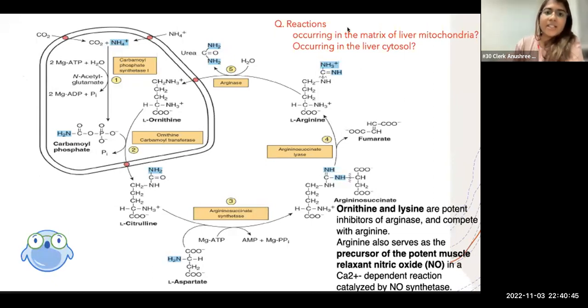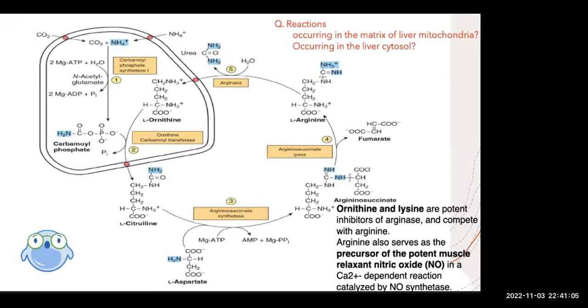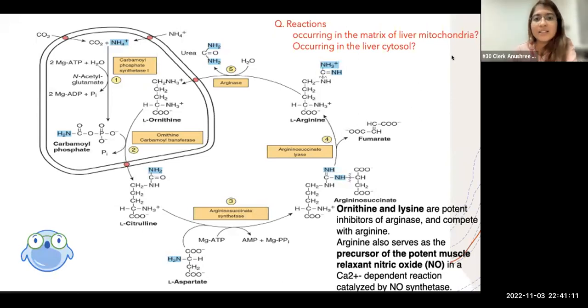So, the next thing I want to ask: what are the reactions that are occurring in the liver mitochondria, and what are the reactions occurring in the liver cytosol? It's all on the screen. I'm just seeing if you're actually paying attention. Reactions 1 and 2 happen in the mitochondria. Yes, and all the rest happen in the liver cytosol. So remember that the urea cycle is one of the cycles that takes place at 2 places. There are more. Try to look for them. It will be a question in the last slide.